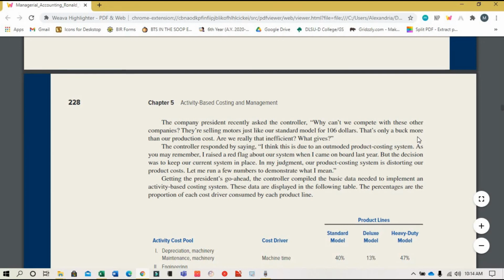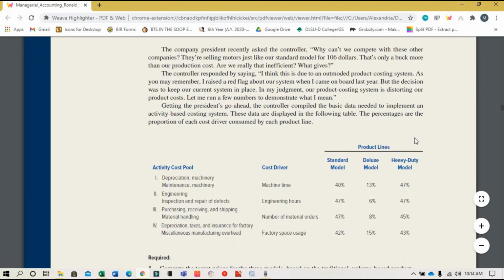Getting the president's go-ahead, the controller compiled the basic data needed to implement an activity-based costing system. These data are displayed in the following table. The percentages are the proportion of each cost driver consumed by each product line.